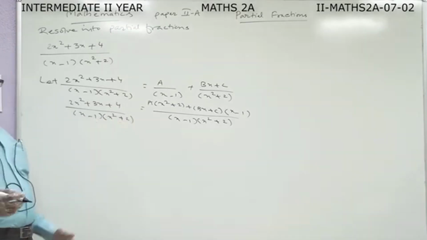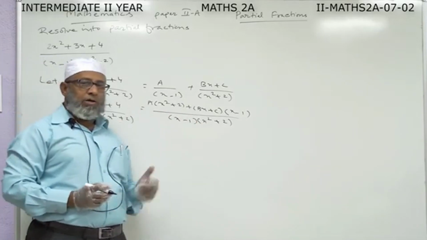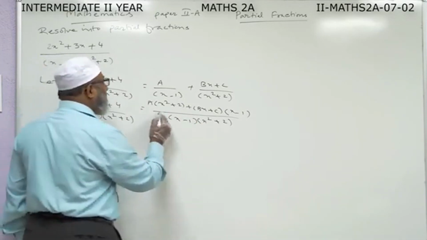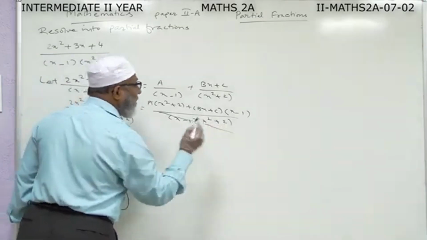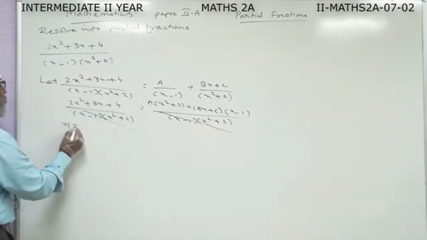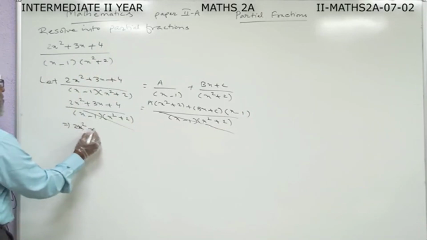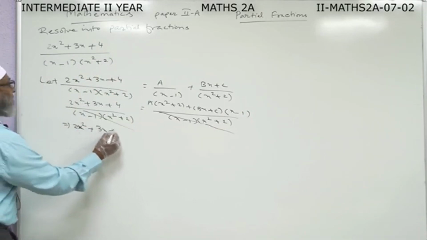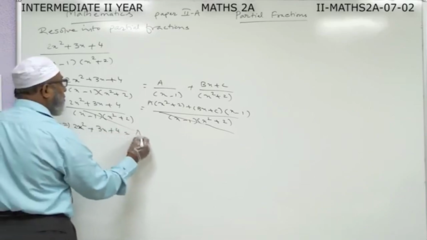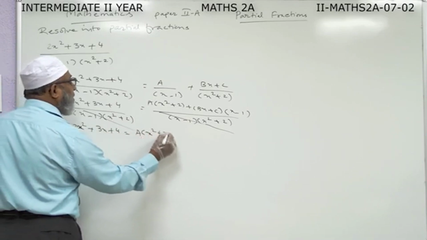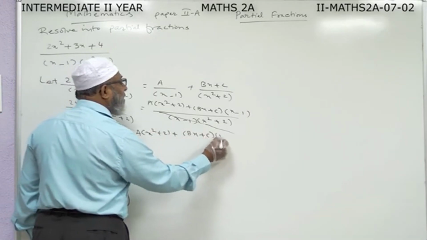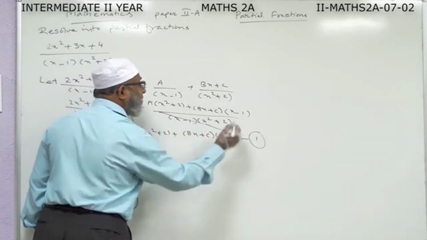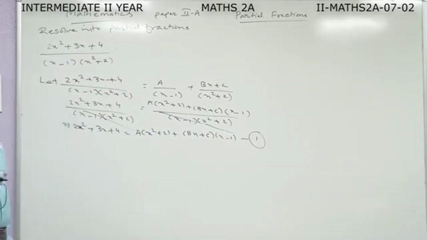By observing, you may see that the denominator of both sides is the same. Therefore, we can cancel this. Now, what is remaining? 2x² + 3x + 4 = a(x² + 2) + (bx + c)(x − 1). I name this equation 1.